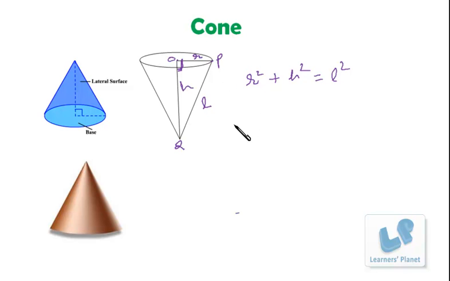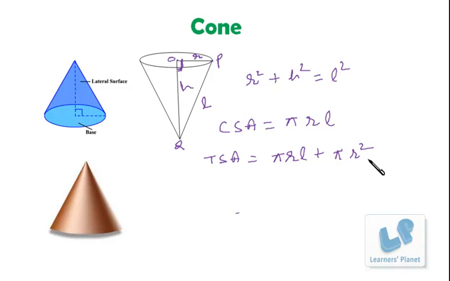Okay. Now next thing is the area of a cone. So there are two types of area. One is lateral surface, or we can say curved surface area. So curved surface area will be pi r L, where r is radius and L is this slant height. Now what is total surface area? That is curved surface area plus area of this circular shape. So what is the area of the circle? That is pi r square. So total surface area will be pi r L plus pi r square.